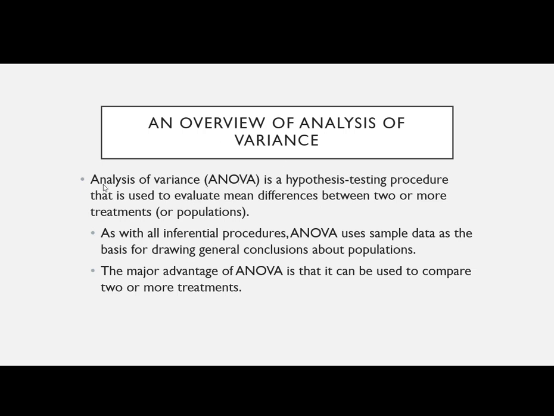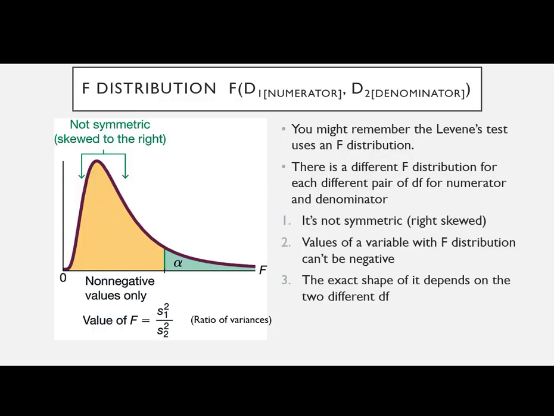ANOVA is an acronym for the analysis of variance, which is referred to as ANOVA. It's a hypothesis testing procedure that is used to evaluate mean differences between two or more treatments or populations. As with all inferential procedures, ANOVA uses sample data as the basis for drawing general conclusions about populations. The major advantage of ANOVA is that it can be used to compare two or more treatments.